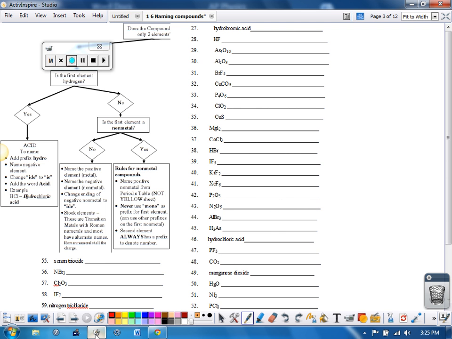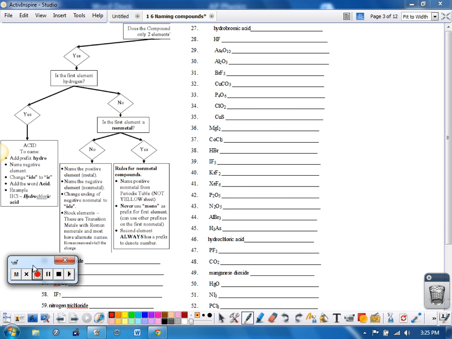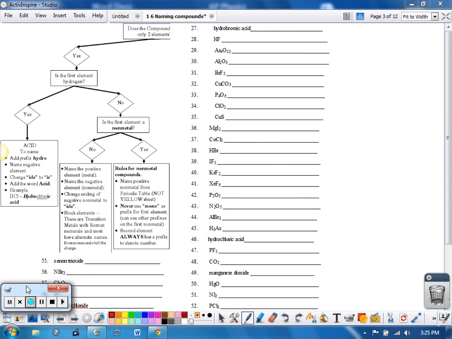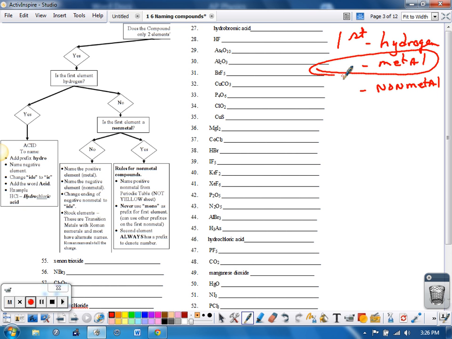I'm going to review quickly what we learned last week, and then I'm going to go over some new stuff. As you look at the compound, the first thing you have to determine is if it only has two elements. And then you have to determine, is the first element hydrogen, or a metal, or non-metal? I've covered very well what to do when the first element is a metal. Now we need to determine what to do if the first element is hydrogen.